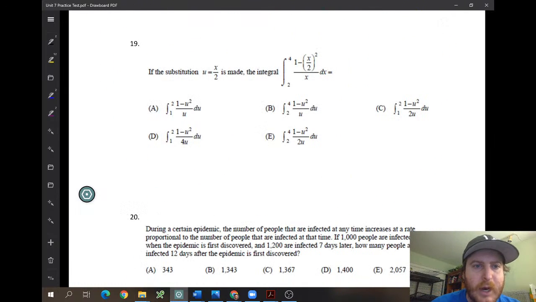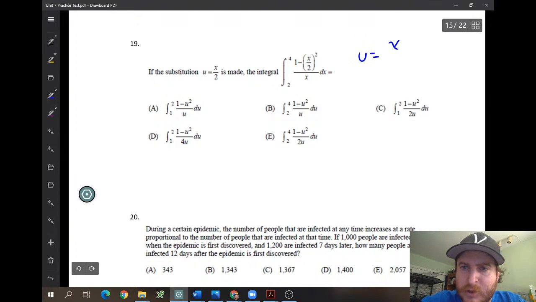Okay, same thing for 19. You could probably do 19 in your head a little bit as well, because it's another one of these u substitution ones. They gave us u equal to x over 2. If you ever have that, I like to rewrite this as 1/2 x, because I think it's easier. So then our du is just 1/2 dx.